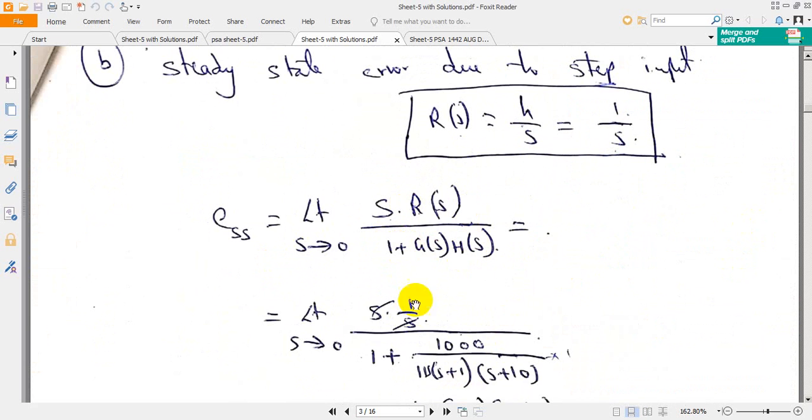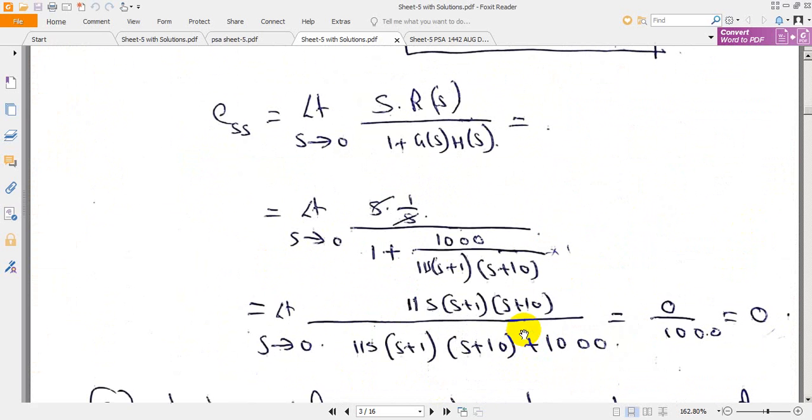Substitute the value of 1 by s here. s into 1 by s divided by 1 plus 1000 divided by 11s into s plus 1 into s plus 10 into 1, limit s tends to 0. Now here, after substitution of 1 by s, s gets cancelled, and this denominator, after multiplication with this 1, will move towards the numerator.